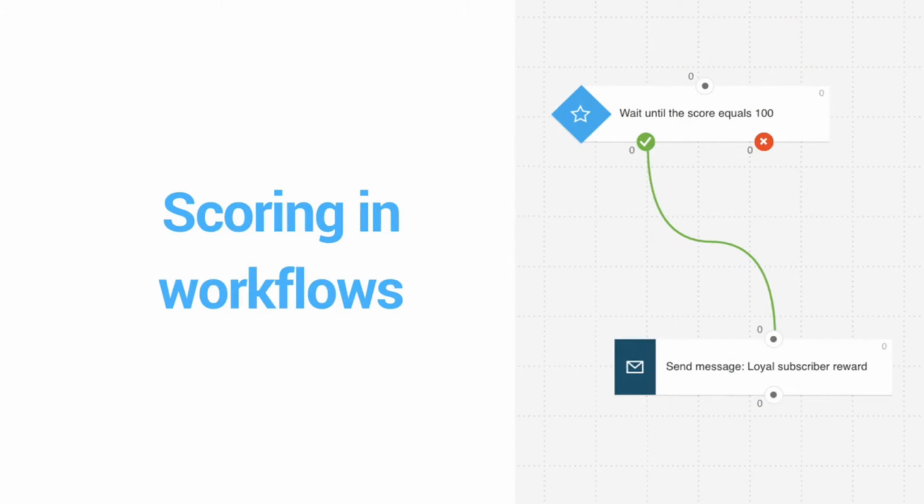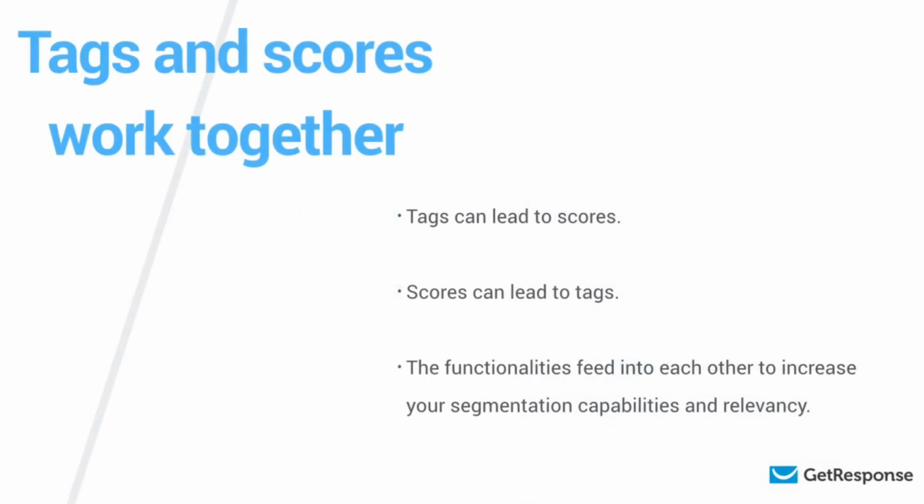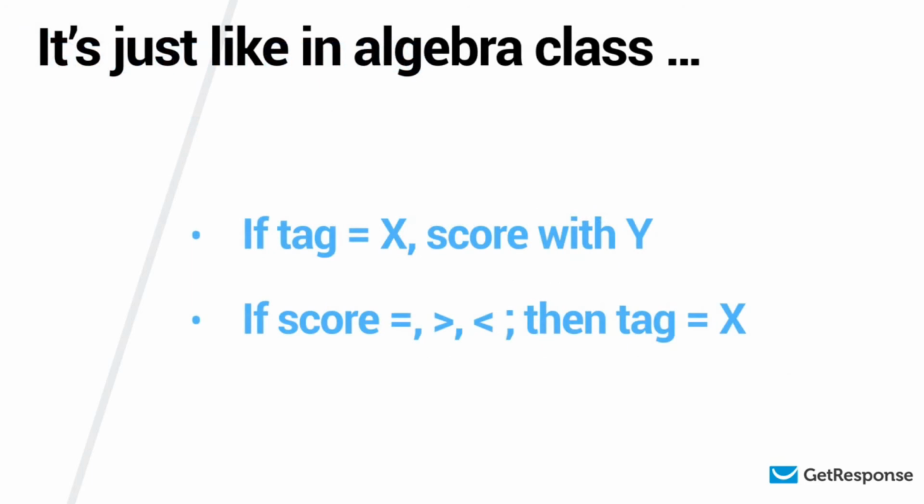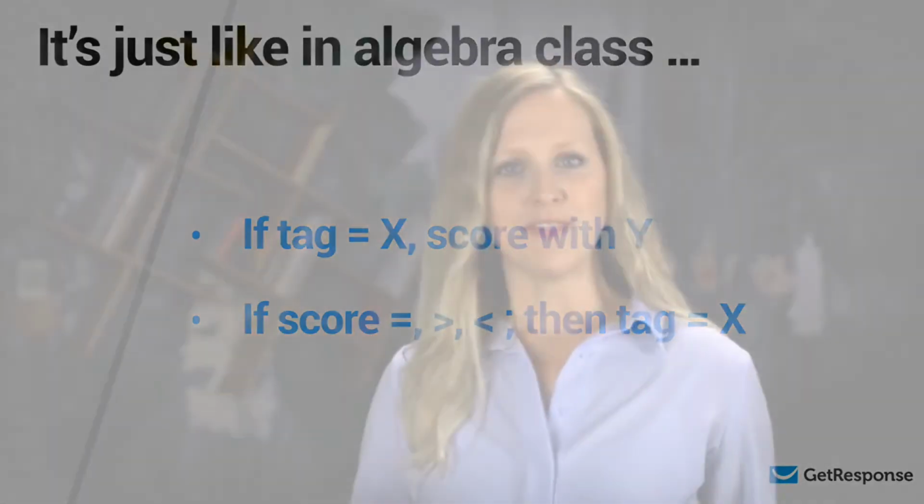A workflow that uses scoring could be as simple as this, or maybe a part of a more complex workflow. So using tags and scores together, the use of one will often lead to the use of the other. Now this is a bit of a stretch, but you could think of your high school algebra class when imagining how scores and tags can work together. If a tag equals some particular value, you'll score with a particular value or decrease a score, and vice versa. If some score value is reached, it results in a predefined tag.